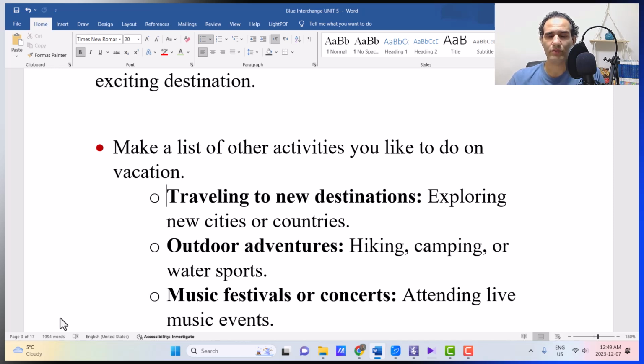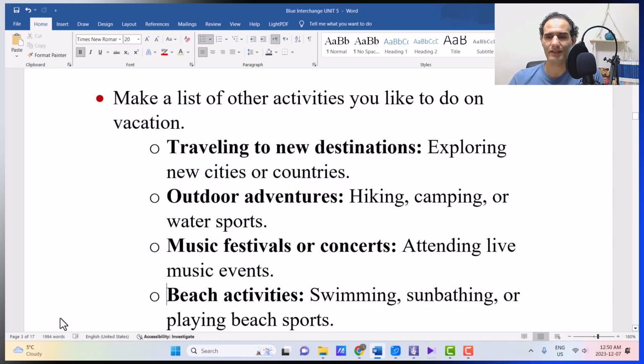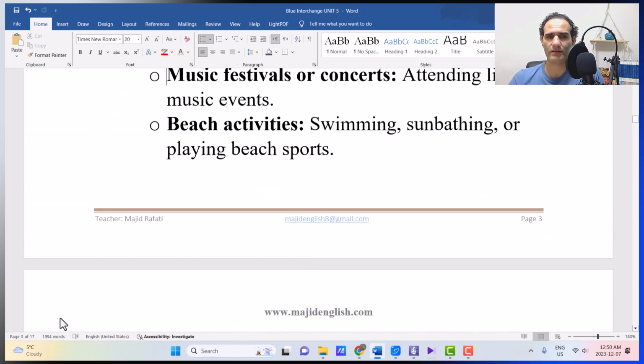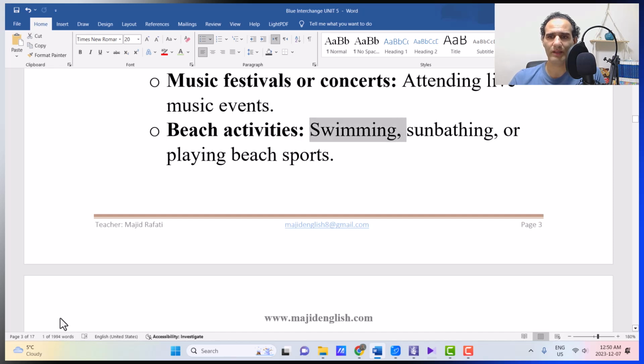Other activities you like to do on a vacation: traveling to new destinations, exploring new cities or countries, outdoor adventures like hiking, camping or water sports, music festivals or concerts, attending live music events. Please don't say attend to, attend without any preposition. Attending live music or concerts. Beach activities, swimming, sunbathing, or playing beach sports. You see, all of these are giving you vocabulary in a classified fashion.